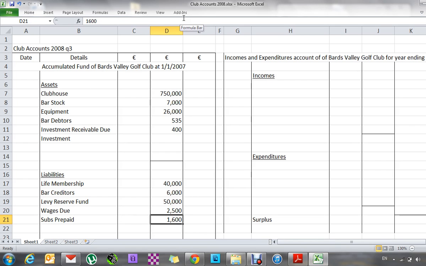Now, that's all the information I got from the top of the question. And obviously I still have this blank number here for investment, which I'll need to sort out as we go down. Next thing I need to do is look for my bank figure, and in my receipts and payments on the debit side I got bank current account 14 grand, so that's going to be an asset. It's just the balance we have in the bank.